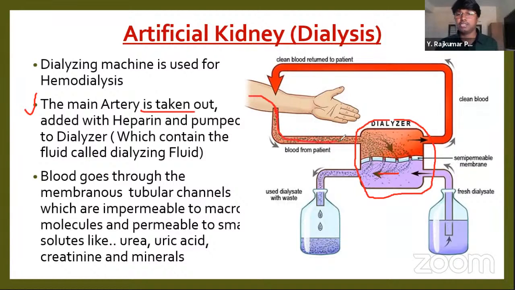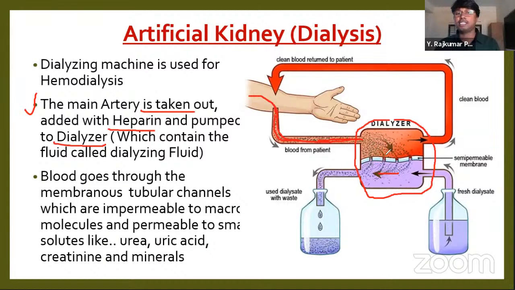Assume this is an artery, and heparin is added. Why is heparin added? Because it is an anticoagulant. The blood must not be clotted. Whenever the blood comes out, it immediately gets clotted because of the thrombocytes, because of fibrin formation. So it should not clot, in order to filter the blood. So they add this heparin, which is an anticoagulant. This artery is attached to the dialyzer, there will be a pipe-like structure joined to the dialyzing machine, pumped into the dialyzer.